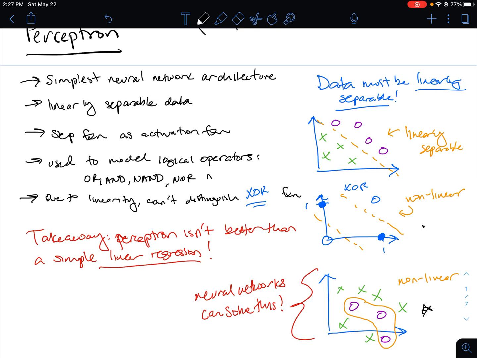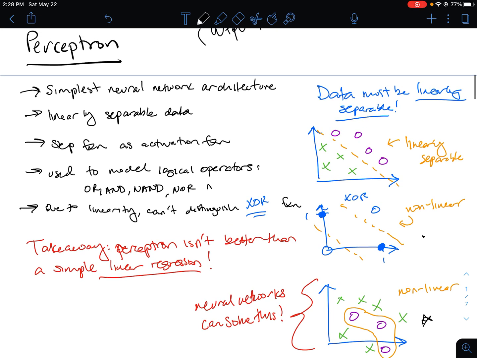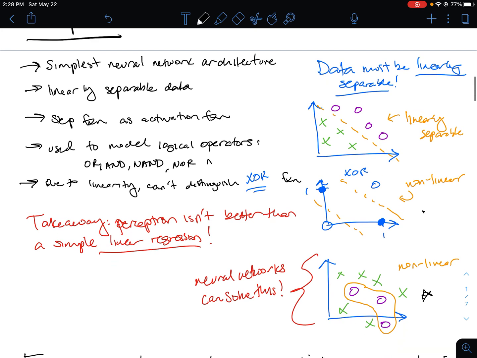So what can it handle? It's used to model logical operator gates such as OR, AND, NAND, NOR. So that's pretty useful, but unfortunately, because of the linearity, it can't distinguish the exclusive OR function. So the takeaway here is not that perceptron is particularly useful on its own, but it's important to understand that it forms the building block for much more complex neural networks. And it turns out that if we start stacking perceptrons, we can actually start building neural networks that recognize these very complex nonlinear patterns.